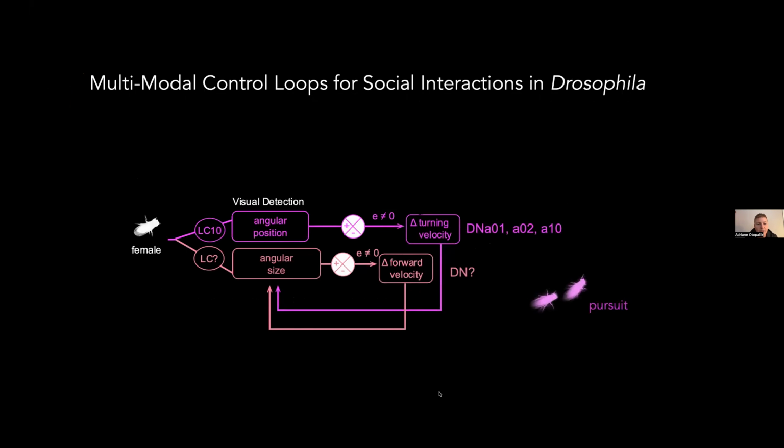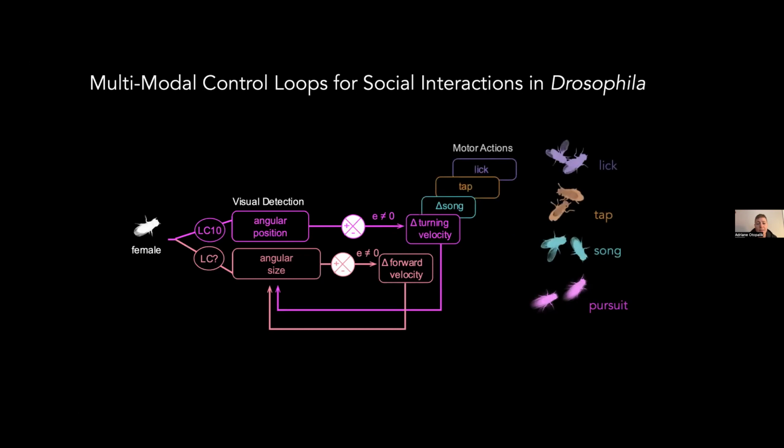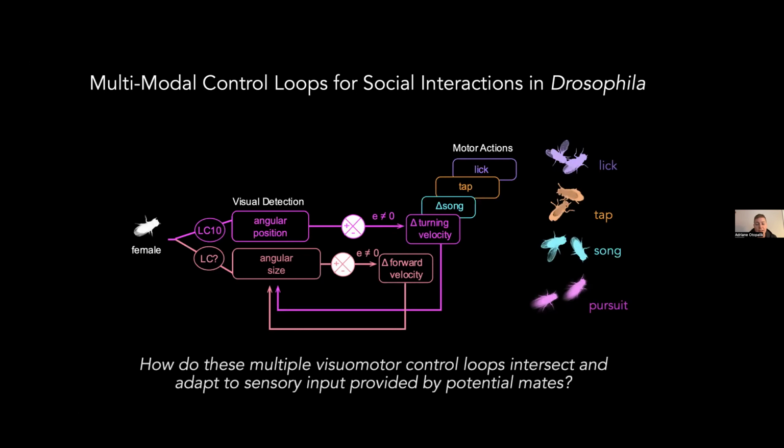Taken together, I'm beginning to flesh out the circuits underlying this visuomotor control system for locomotor pursuit during courtship. Moving forward in my postdoc, I'm really interested in thinking about the many different intersecting control loops that mediate the many different behaviors that males perform during the ongoing act of courtship. It will be interesting to see how the structure of these circuits may vary across these different component behaviors.